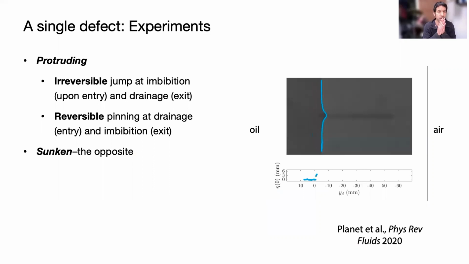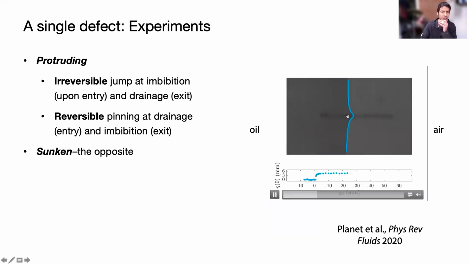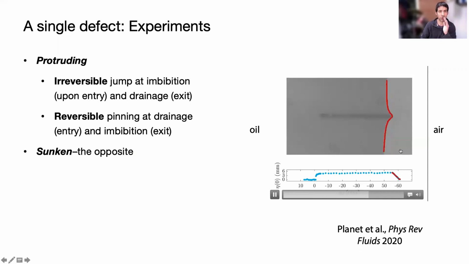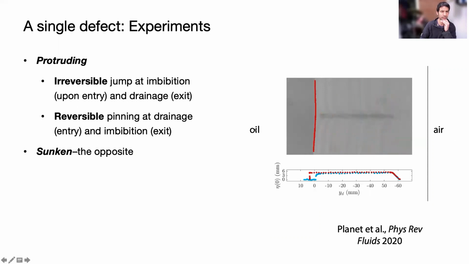So this is an experiment. This gray area is the defect. You see that we touch it, we deform in a jump, then we slowly undeform it or make it straight. Then we deform it in drainage again and experience another jump at the other end. And this is for a protruding defect, a decrease in the width. So there's an irreversible jump here.